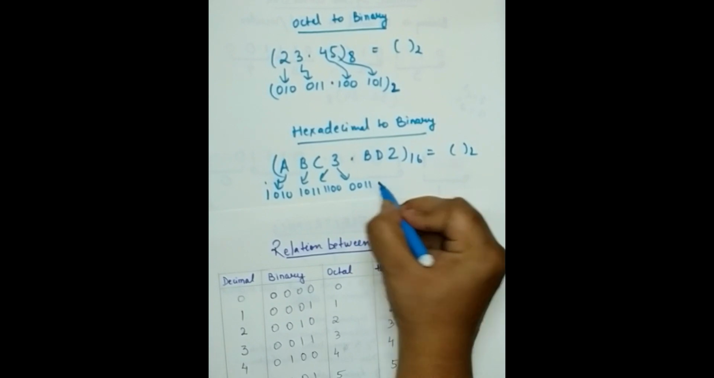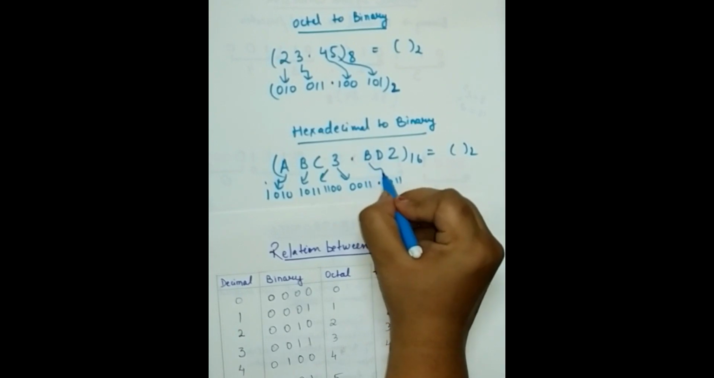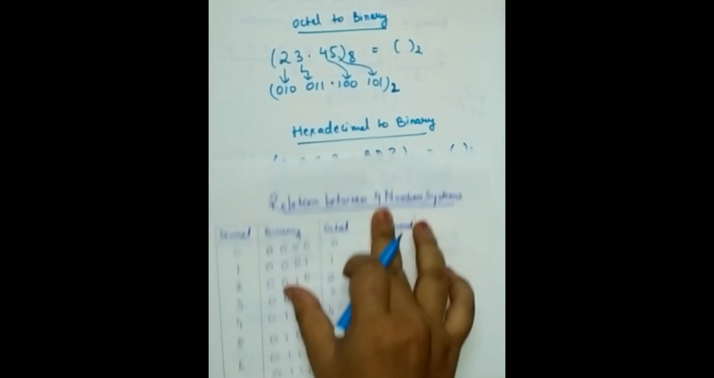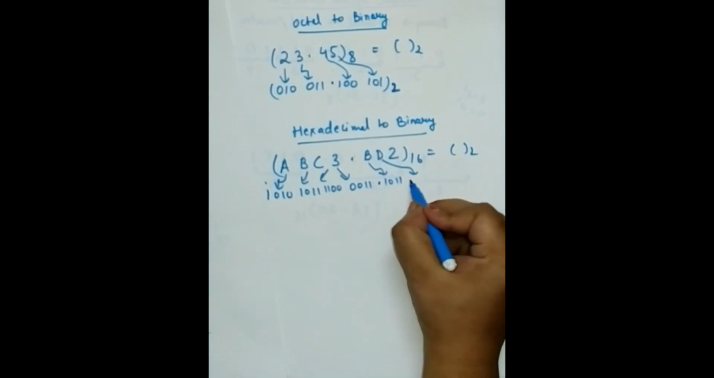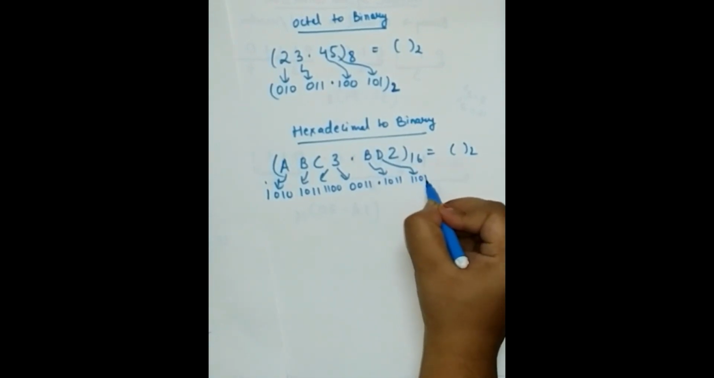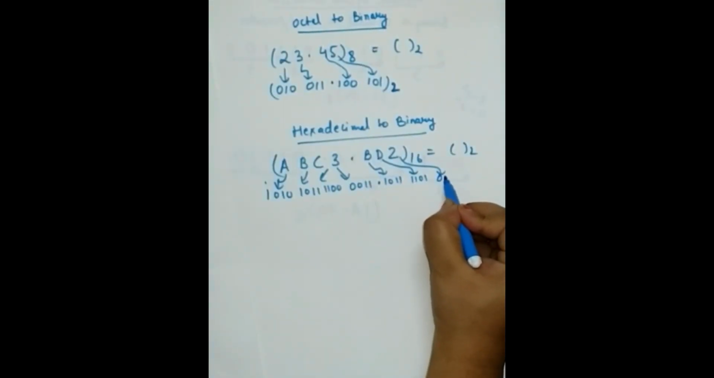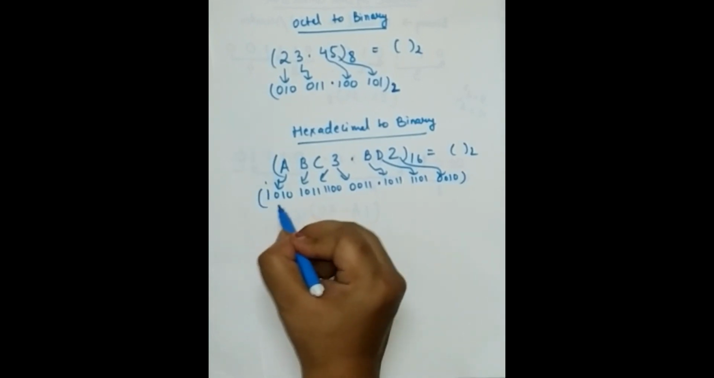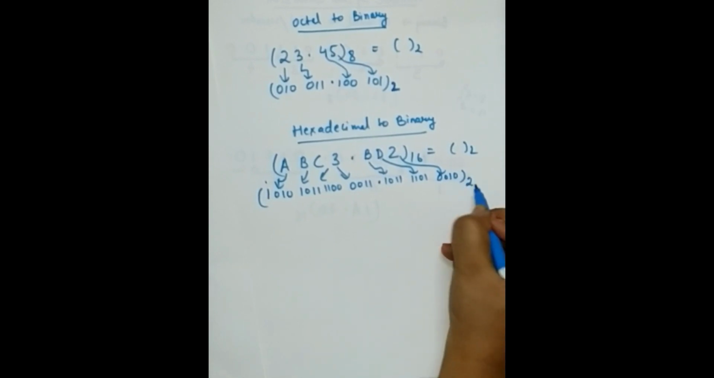Then after that you put a decimal. Then B equals to how much? It is 1011. Then D equals to how much? D equals to 1101. So again you will write here D equals to 1101. Then 2 equals to how much? 2 equals to 0010. So it is a big sequence. So this is your final answer in binary number system.